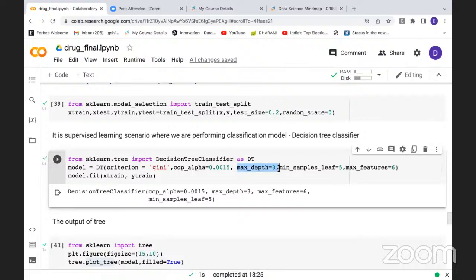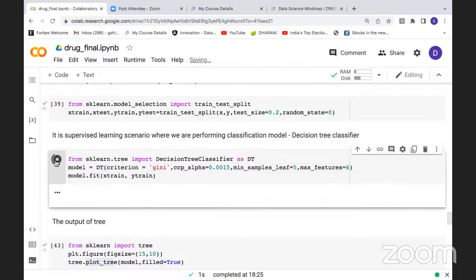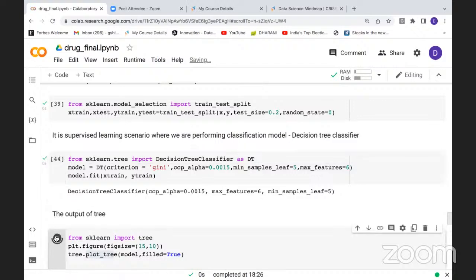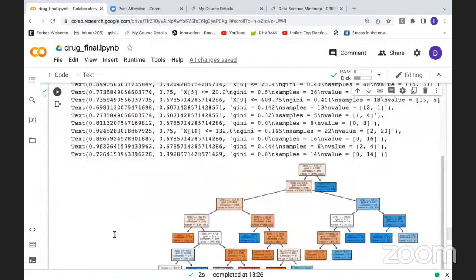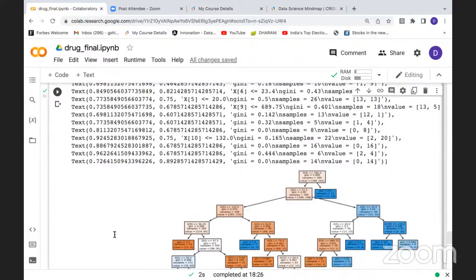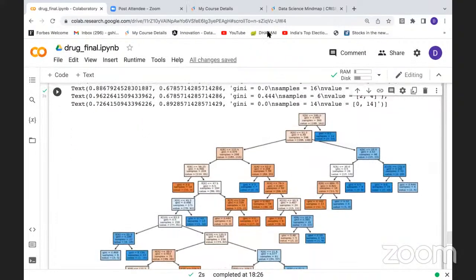What if I remove this? I can remove this because if you don't give it also, it will work, because it is a tuning parameter. It takes time. See, this is the full tree. So the path it is following is from the root node to the leaf node. This is a path.